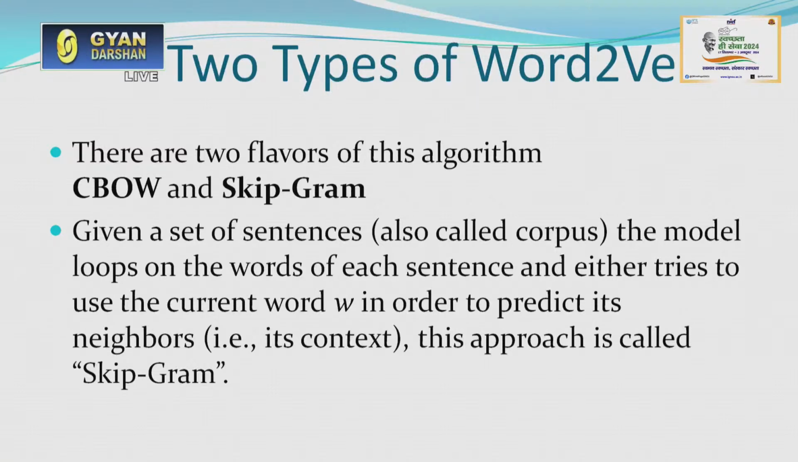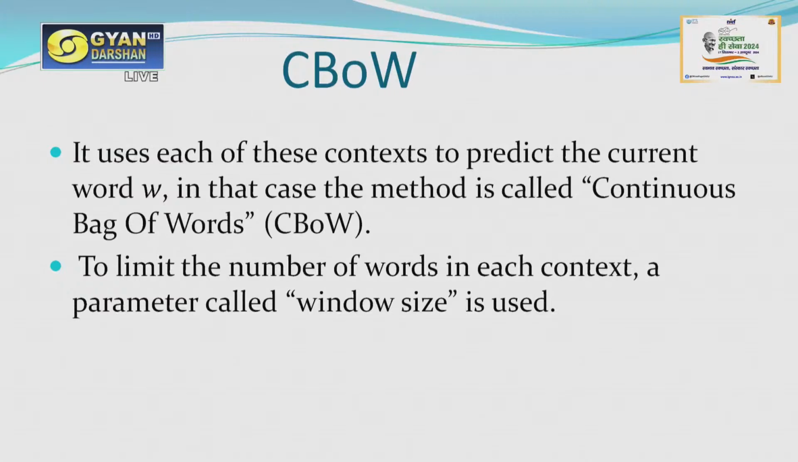Given a set of sentences, the model loops on the words of each sentence and either tries to use the current word W in order to predict its neighbors. That uses the second principle, the neighboring principle, and this approach is called skipgram. If it uses the first kind of thing, it uses each of these contexts to predict the current word. In that case, the method is called continuous bag of words. So CBOW is the second type of word-to-vec. To limit the number of words in each context, a parameter called window size is also used. So this is how word embedding works.